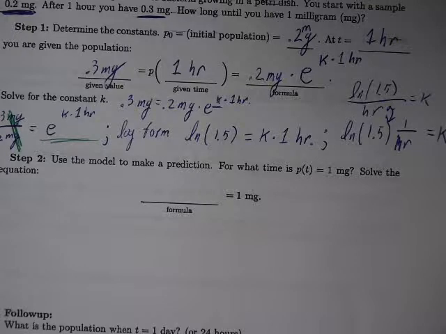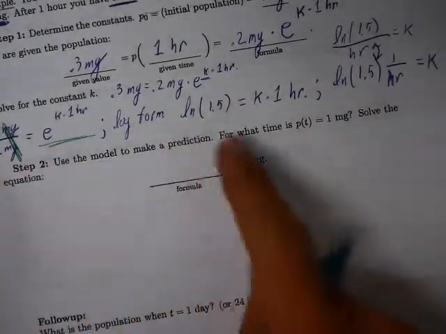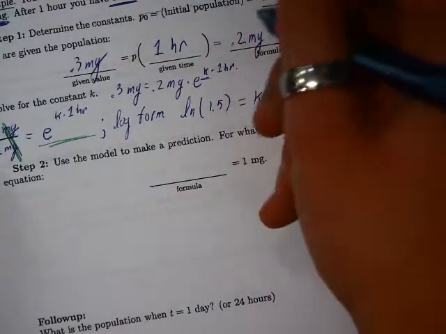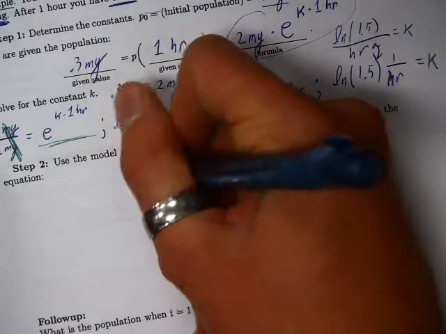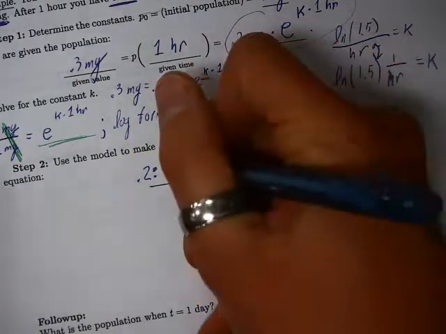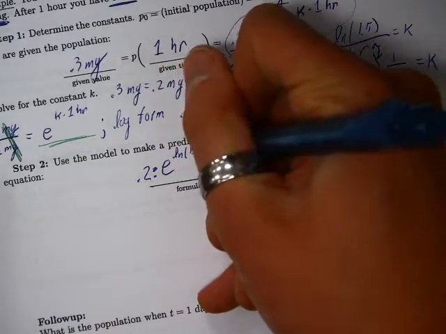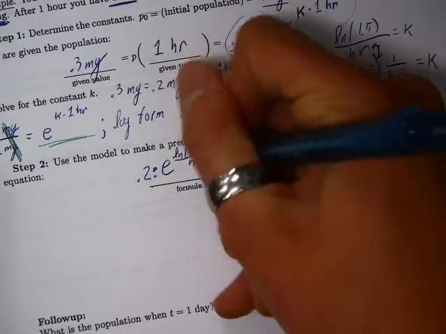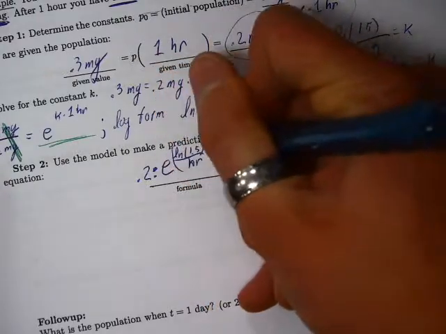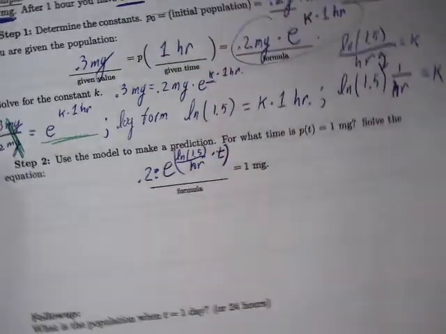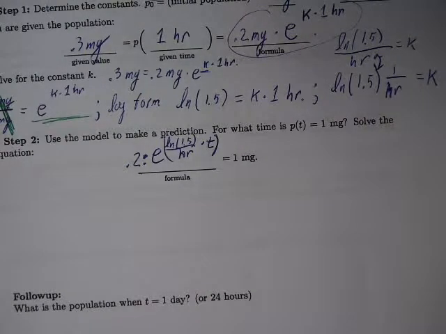How long does it take us to get to 1 milligram? We have a formula now that models this population of bacteria. Let's figure out when that model says the result should be 1 milligram. So the model is right there: 0.2 times e to the k, but we know what k is now, ln of 1.5 divided by hours, times t. And I want to solve that for t.